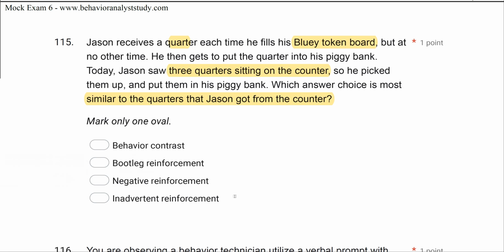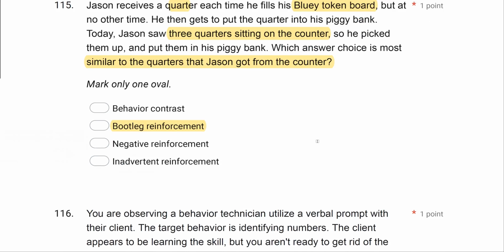But on our exam, you want to use jargon, right? You want to be technical. You want the best answer. And the best, most accurate answer is going to be B, bootleg reinforcement.